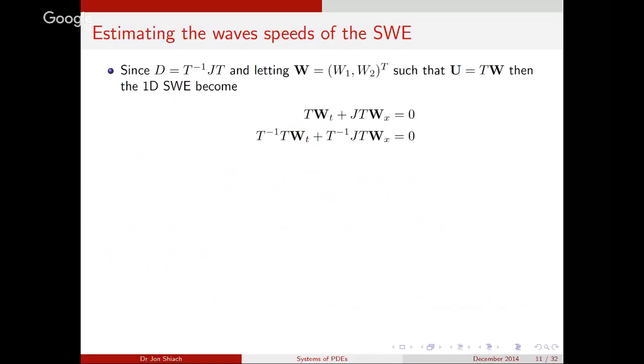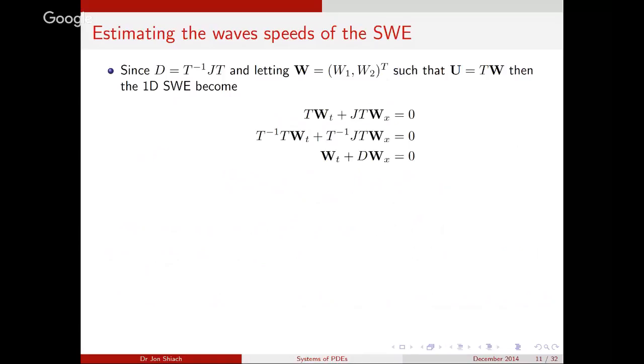Well, if we pre-multiply by T inverse, we do the same for all sides of the equation, so we haven't changed the equation. So T inverse times T, well, that would just be the identity matrix. T inverse times J times T would be my D matrix. So therefore, I've just got W with respect to T, plus D times W with respect to X. So this process is what we call diagonalization, or linearization of a nonlinear differential equation.